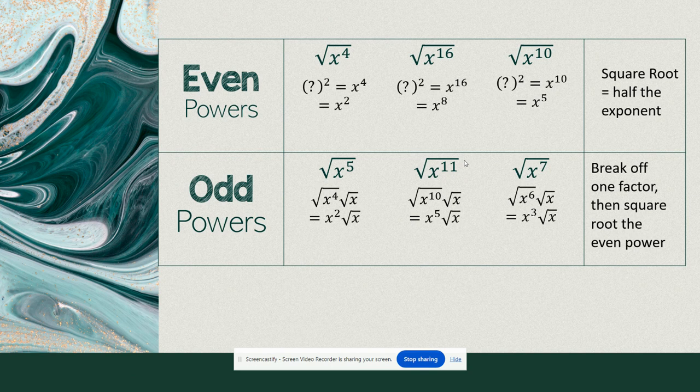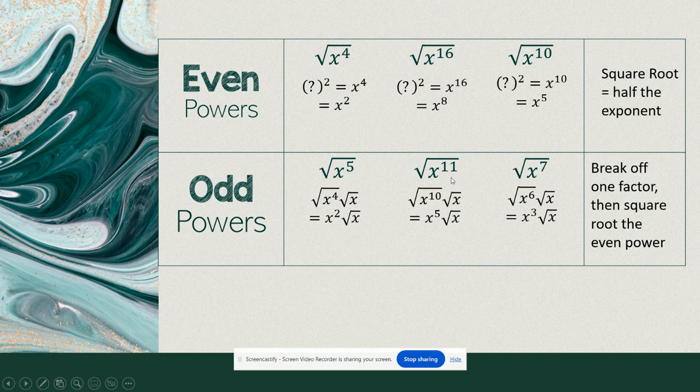That's an even number, right? Okay. So we want to break off one factor and then square root the even power. Now that remaining factor that we choose, just the 1, we can't really do anything with that. Okay, we can't, because it's still odd. So these answers right here would be about as simplified as we can get it.